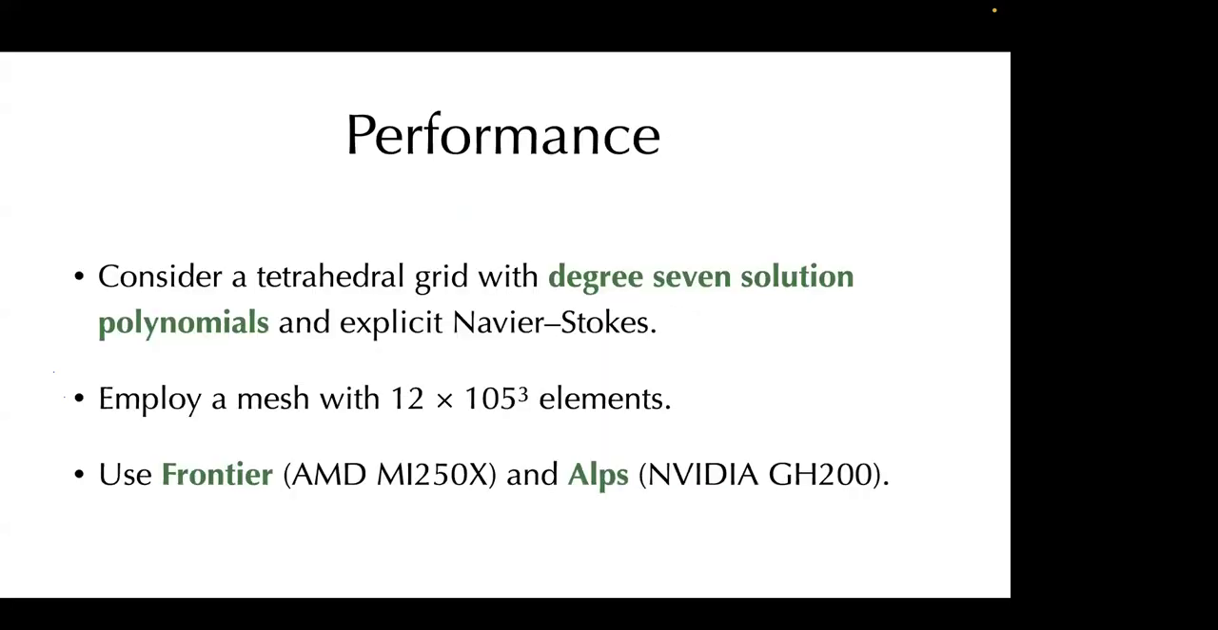To give you an idea of where performance lands, I'm going to consider a tetrahedral grid with degree 7 solution polynomials and explicit Navier-Stokes. We're going to have a reasonably big mesh with 12 times 105 cubed elements, and we're going to compare Frontier, which has AMD MI250X GPUs, and Alps, which has NVIDIA GH200 GPUs.